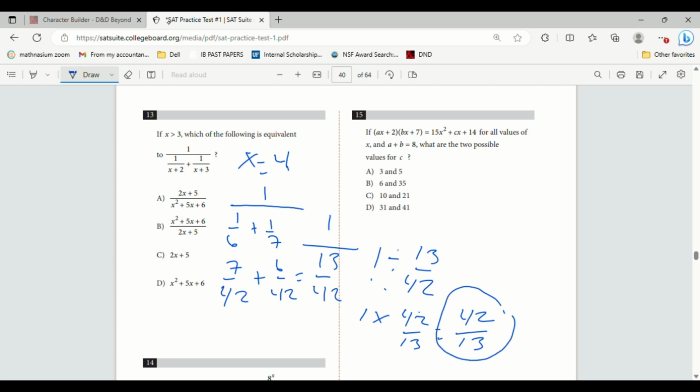So now all we have to do is plug in 4 into all 4 of these answer choices and look for 42 over 13. So let's plug it into the first one. 2 times 4 plus 5 divided by 4 squared plus 5 times 4 plus 6. Well, 2 times 4 is 8 plus 5 equals 13. 4 squared is 16 plus 5 times 4, 20. That's 36 plus 6 is 42.